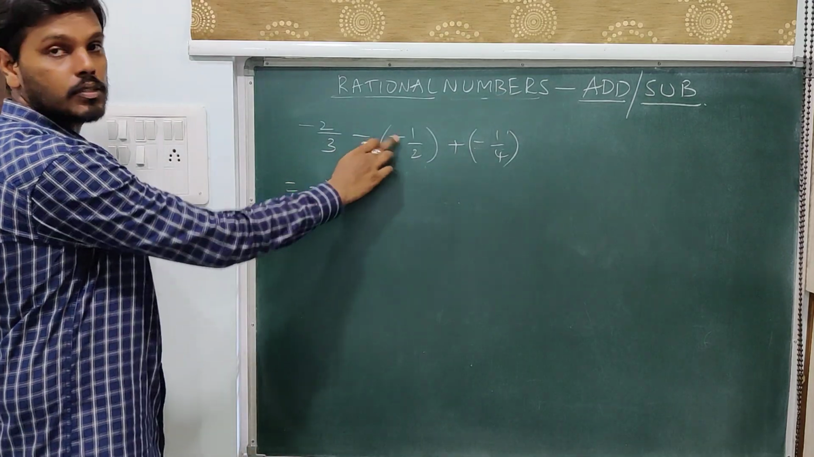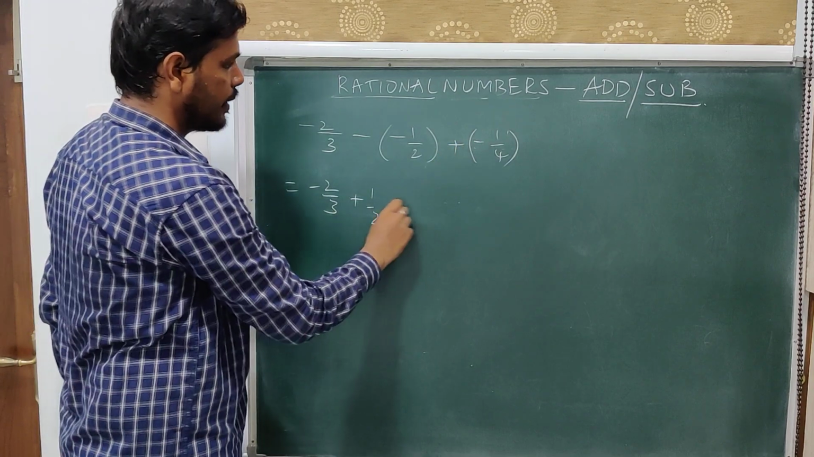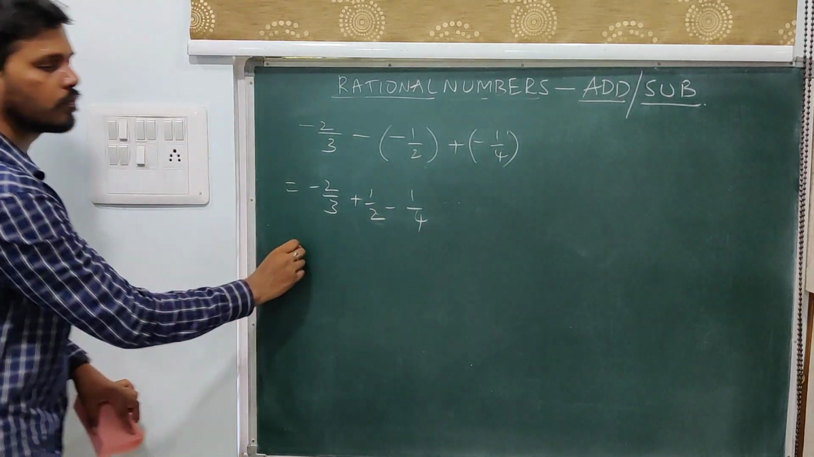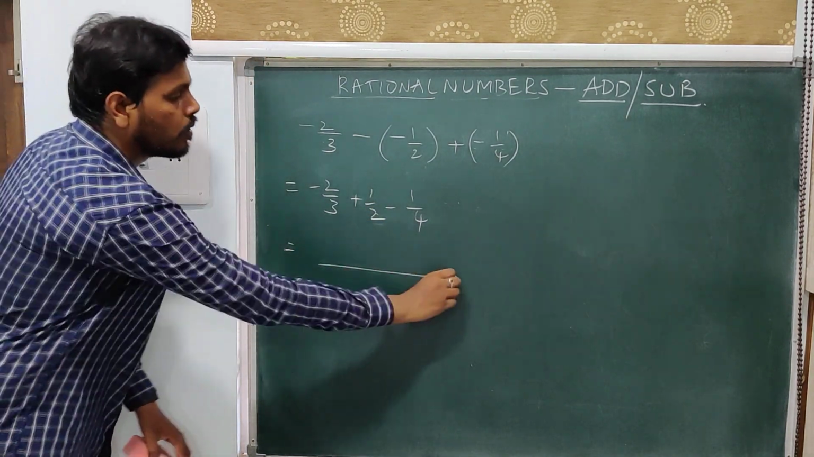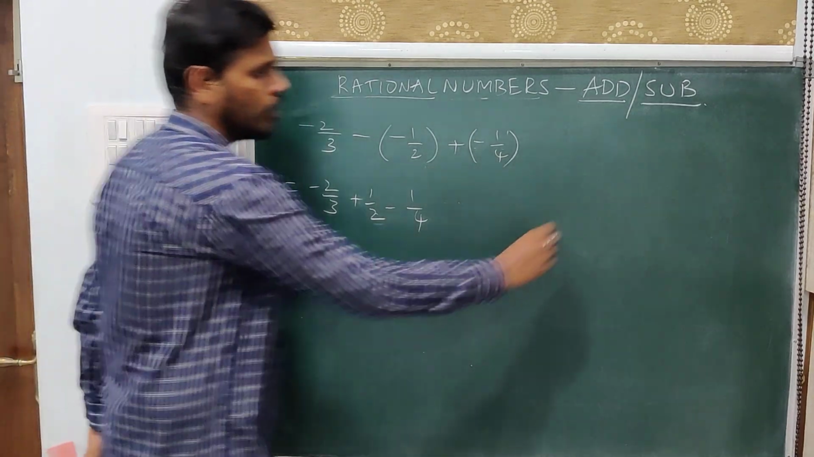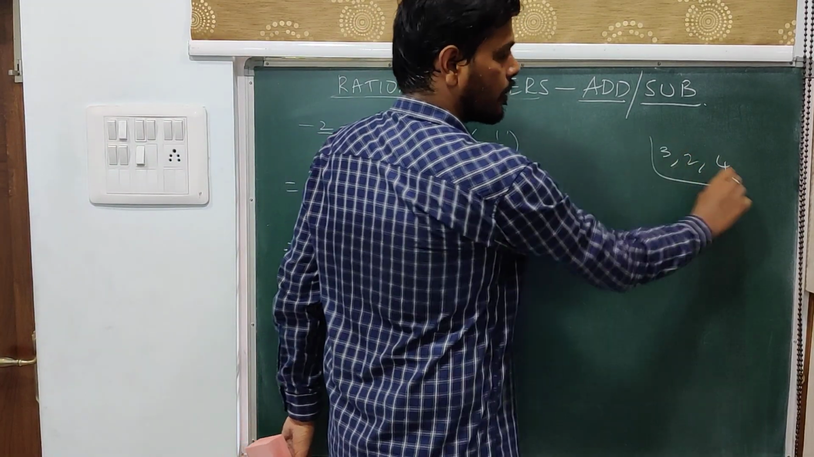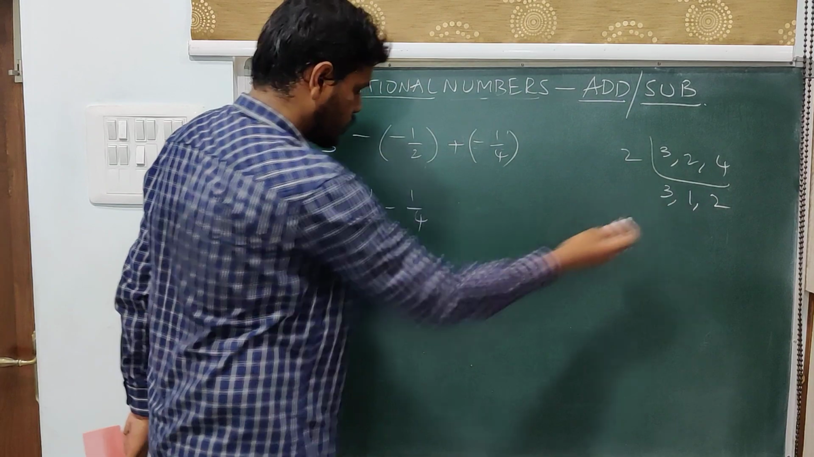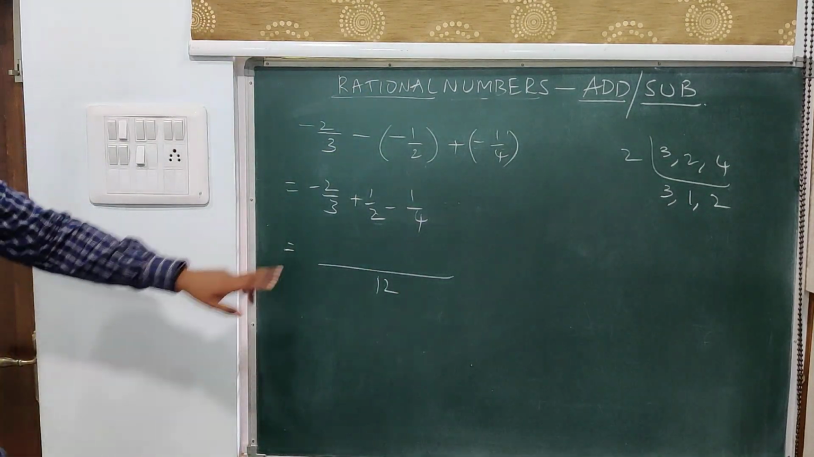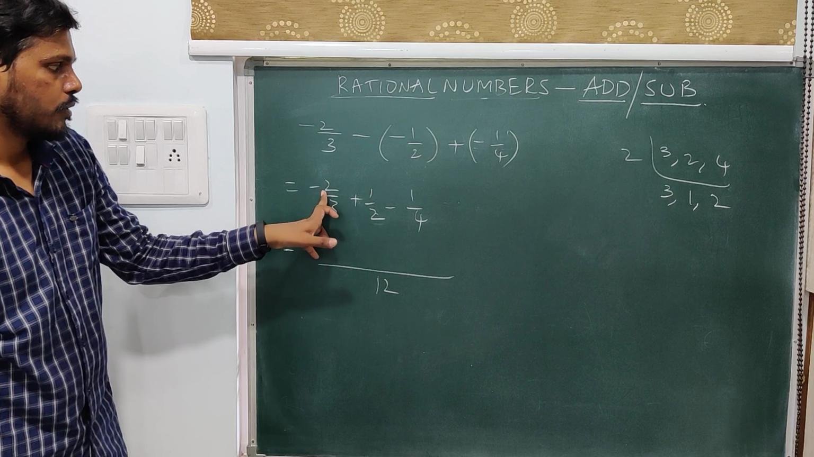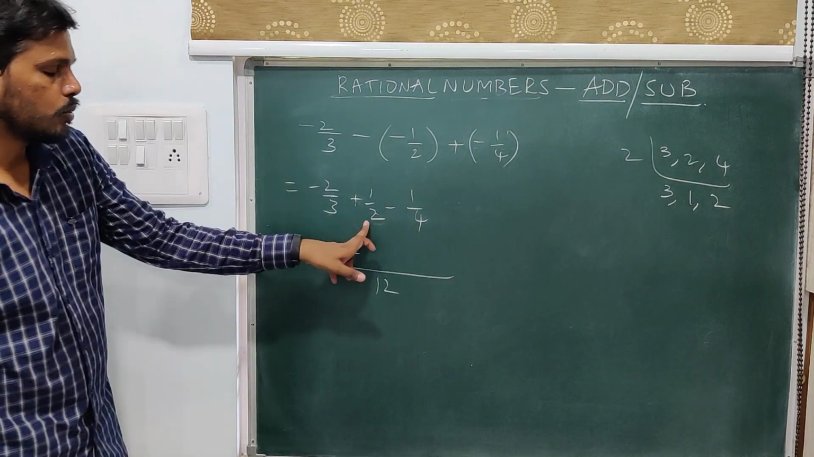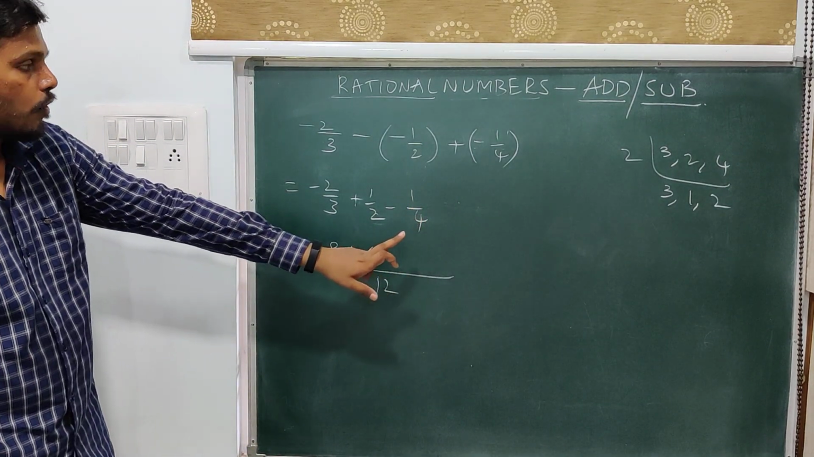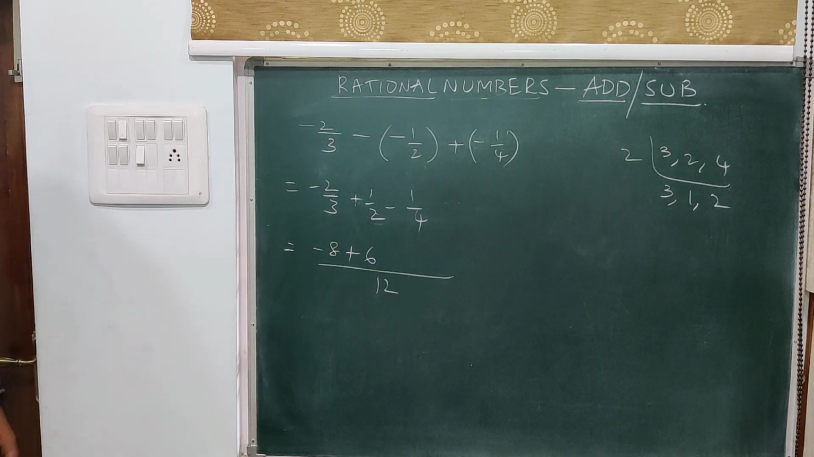So minus 2 by 3, minus into minus is plus, plus into minus is minus, 1 by 4. So take the LCM. If you take the LCM of 3, 2 and 4, this is 1 time, 2 times. So 2 3s are 6, 6 2s are 12. So the LCM is 12. So 3 4s are 12, 2 4s are 8. Then 2 6s are 12, 1 6 is 6. Again 4 3s are 12, and 1 3 is 3.